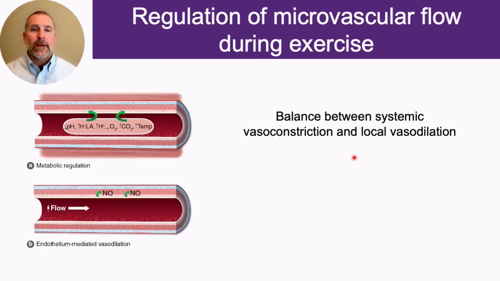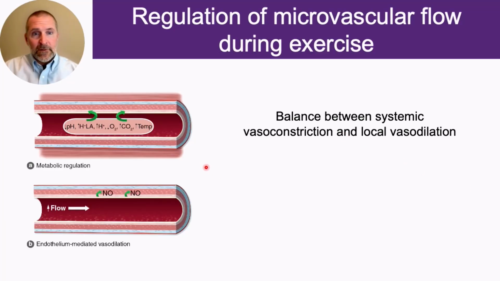So when considering muscle blood flow during exercise, it's important to first remember that muscle blood flow is the balance between a systemic vasoconstriction and local vasodilation. It's very important that the body maintain arterial pressure in order to adequately perfuse the organs, but the skeletal muscle is locally causing vasodilation in order to recruit blood flow to meet its metabolic demands.